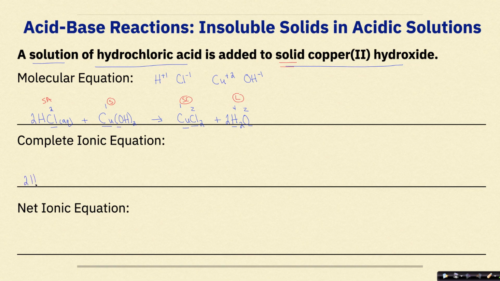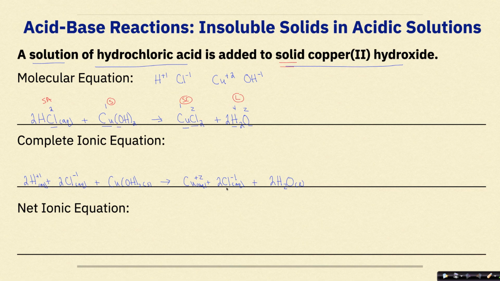So 2H plus 1 plus 2Cl minus 1, and I should be putting my aq's in for both of these, plus Cu(OH)2. That's a solid, so we're not going to break that down. CuCl2 is a strong electrolyte, so Cu plus 2 plus 2Cl minus 1. We're going to put little aq's for both of these. And then finally, 2H2O, which is our liquid.